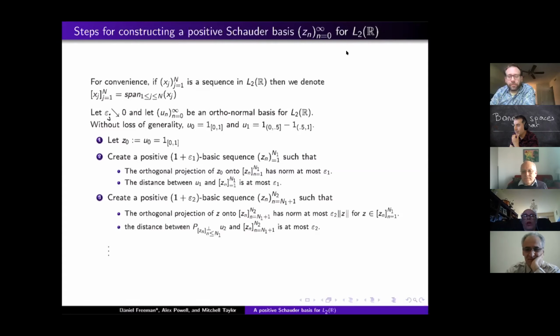Short question. Unconditional basis is the same as the request that the expansion of a vector relative to this basis converges by norm to this vector? Yes. Thank you. Okay, thank you.